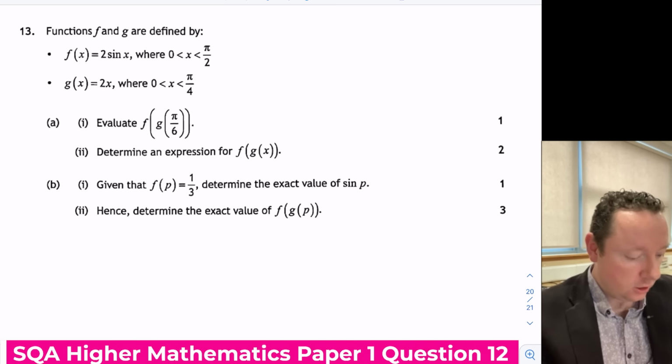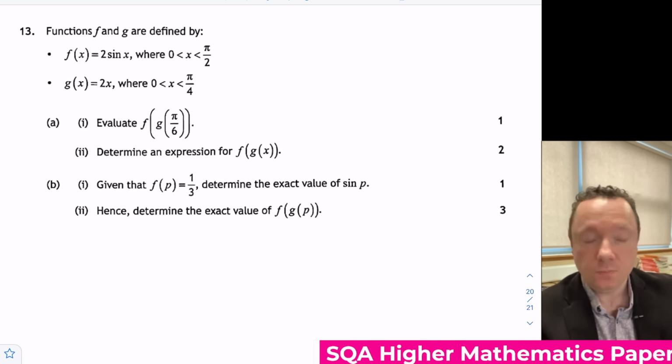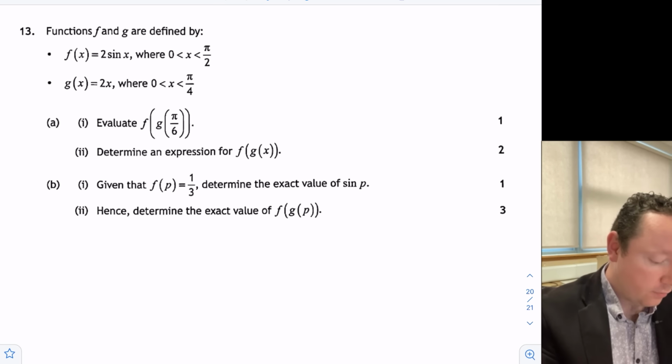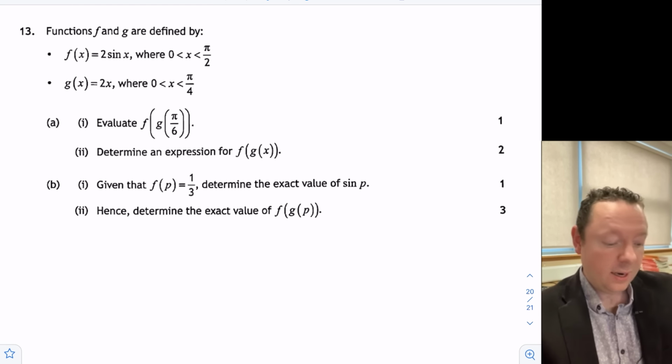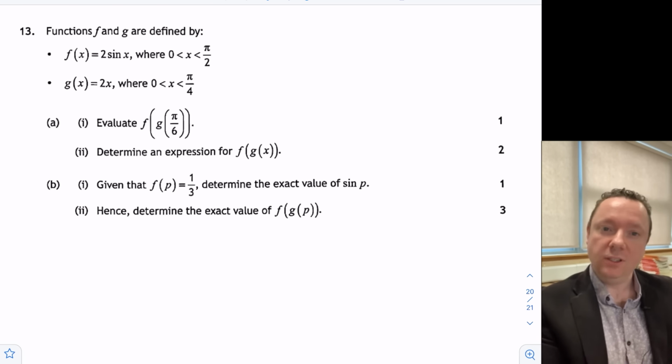Two functions f and g are defined as f(x) is 2 sin x for x between 0 and π/2, and g(x) is 2x for x between 0 and π/4. Evaluate f(g(π/6)), and then find an expression for f(g(x)). We might as well do the first one directly instead of going f(g(x)) first, but you could have done that first and then subbed it in.